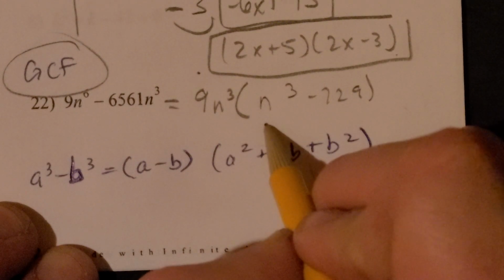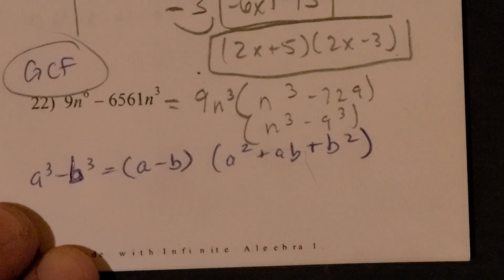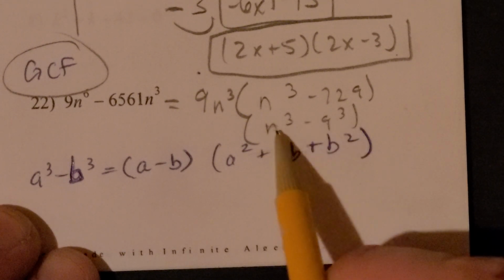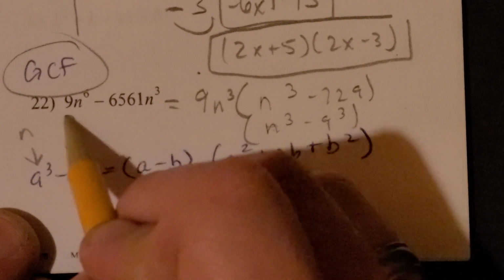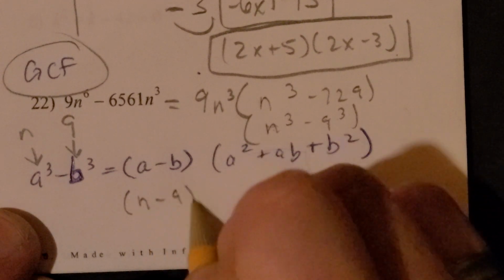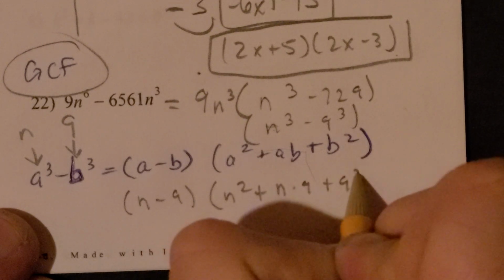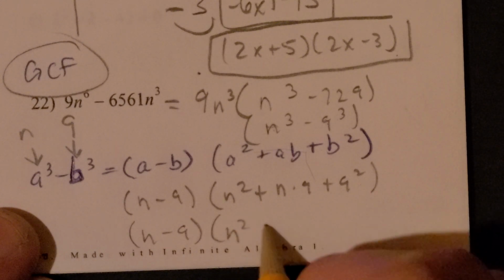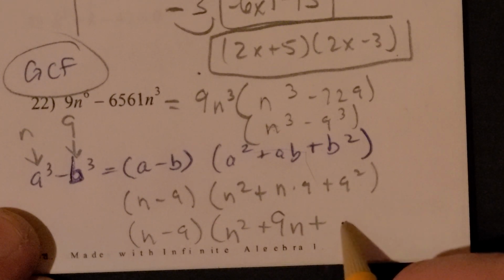Now, this is the same thing as n cubed minus 9 cubed. 729 is a perfect cube. So now this and this, those are the two things you want, n and 9. So every time you see an A, you'll plug in n. Every time you see a B, you'll plug in 9. So n minus 9, n squared plus n times 9 plus 9 squared. And if I simplify that, I get n squared plus, you can write that as 9n plus 9 squared is 81.